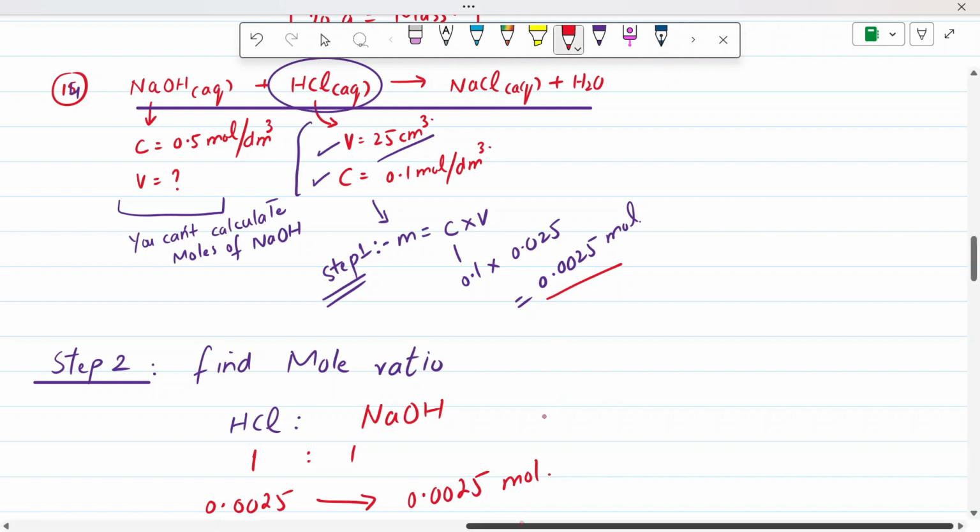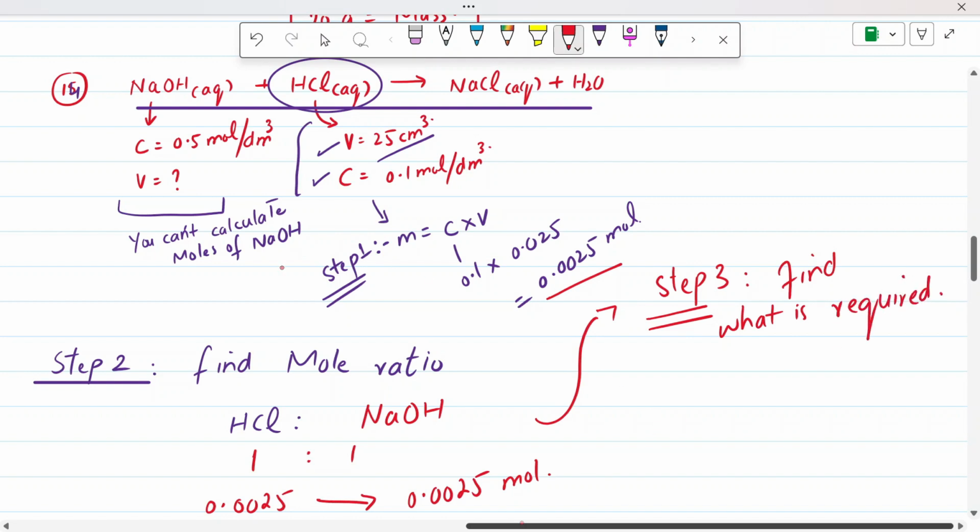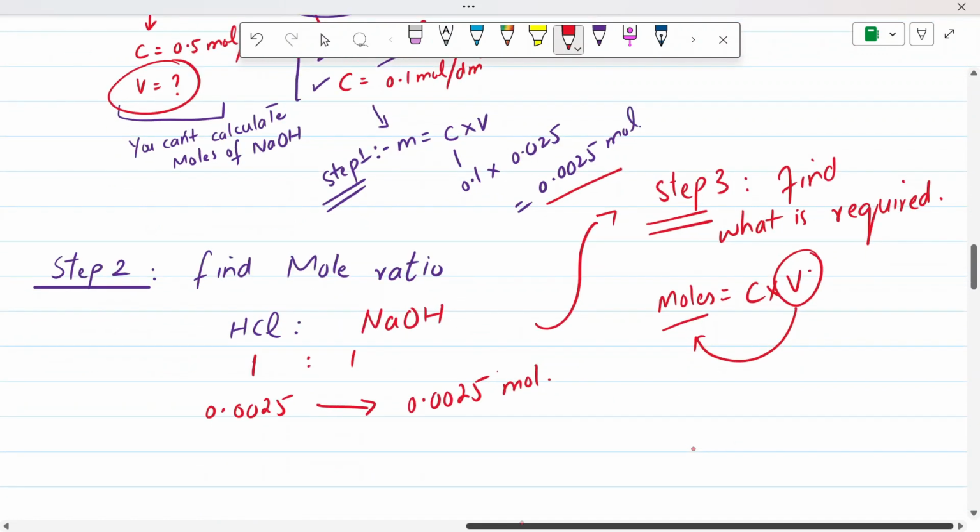Right? Now, in the last step, step 3, what do you need to do? Find the unknown, what is required. The examiner has asked you to calculate the volume, right over here, this is the volume. So we're going to use the same relation, moles equals concentration into volume. So you have to work out the volume. Now you have the moles of sodium hydroxide divided by the concentration. Exactly. Sorry, not volume, concentration.